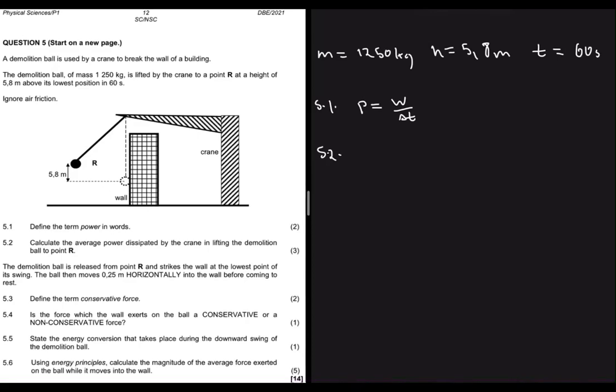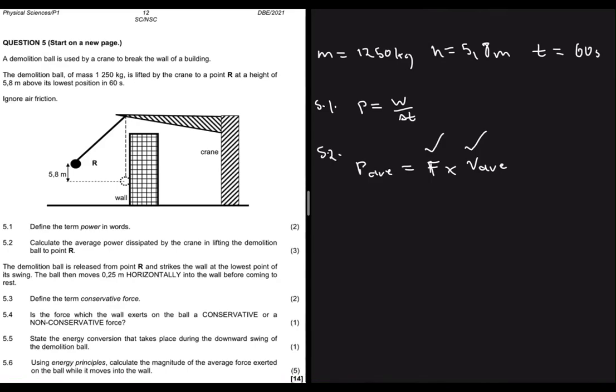The height to point R is 5.8 meters, we have already written that down. And then, okay, power average is given as force multiplied by velocity average. So what this question wants us to do is to determine the force, determine the velocity average, and then we have the power average. So the domain knowledge of a crane is that it moves at constant speed or constant velocity. It doesn't accelerate or decelerate at any point of the motion.